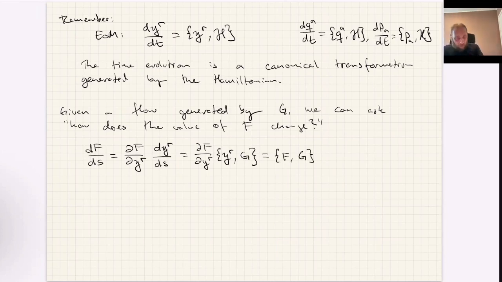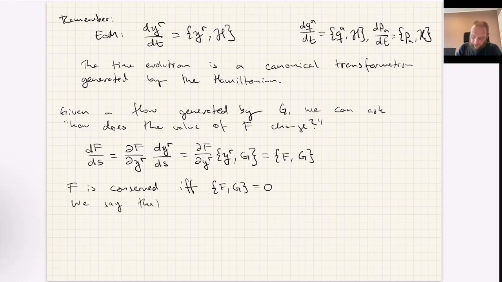Okay, so this means that f is conserved if and only if it Poisson commutes with g. Okay. So if this is the case, we say that g is a symmetry of f.